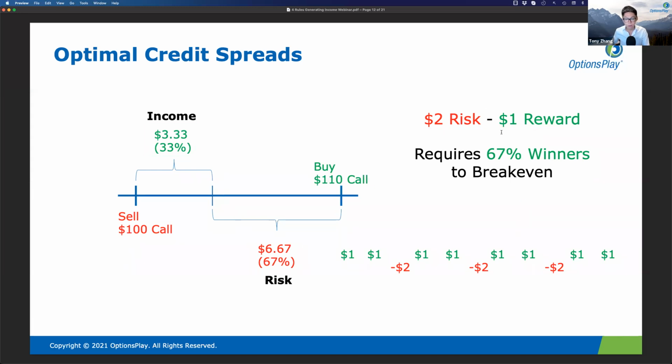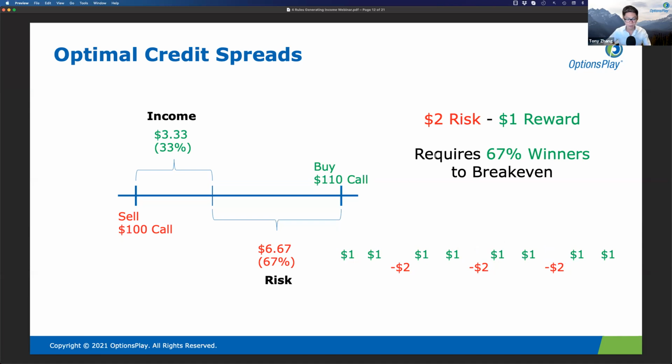Now, when you collect $1 in potential reward while risking $2, you need to have about 67% of your trades be winners in order for your strategy to break even. So two out of 3 trades need to be winners to offset any losses. As you can see, this would basically be a break-even trade, right? If you kept doing these trades where every 2 trades you won $1, and every 3rd trade you lost $2, you effectively at the end of this would break even.